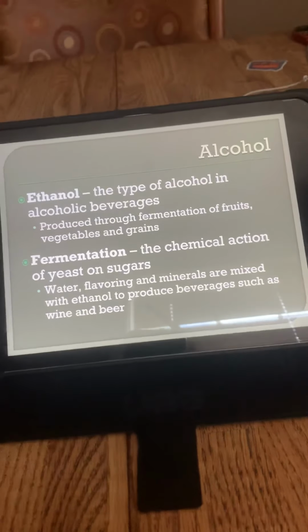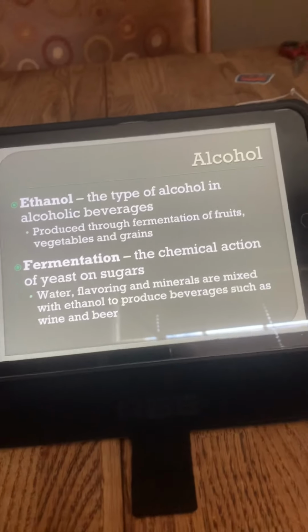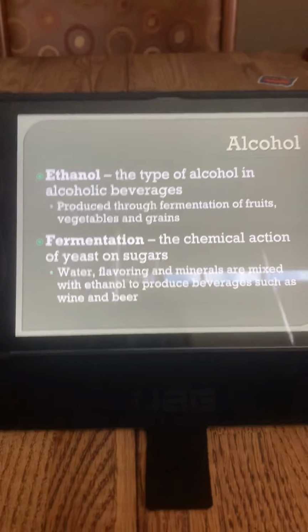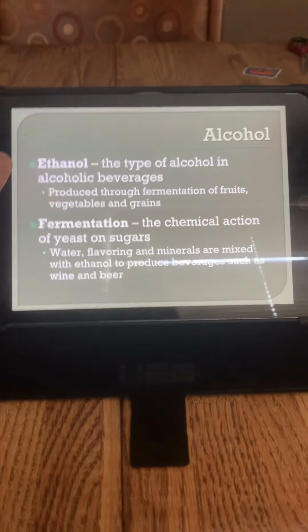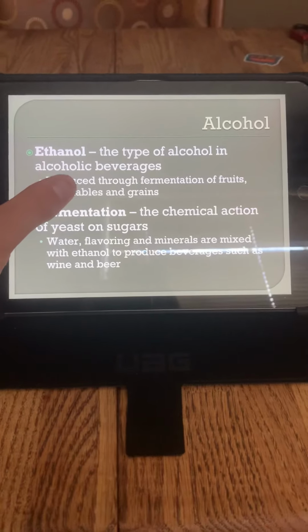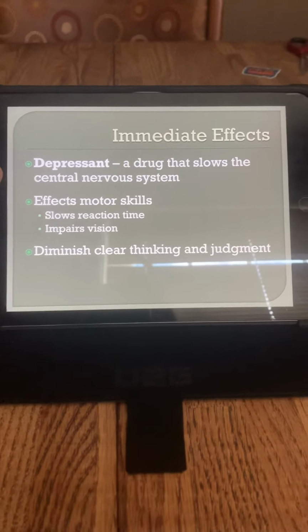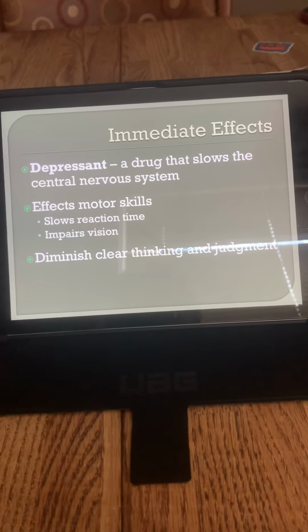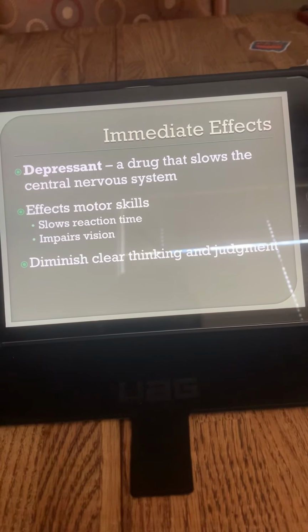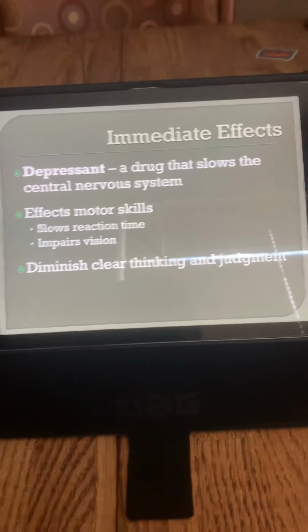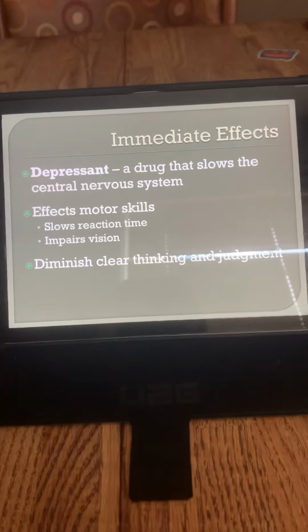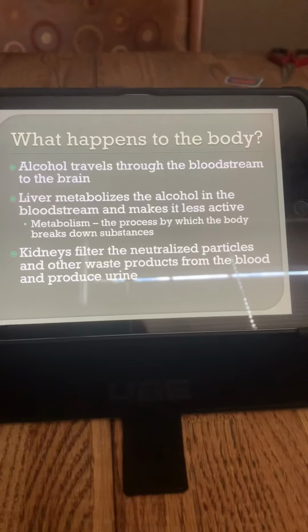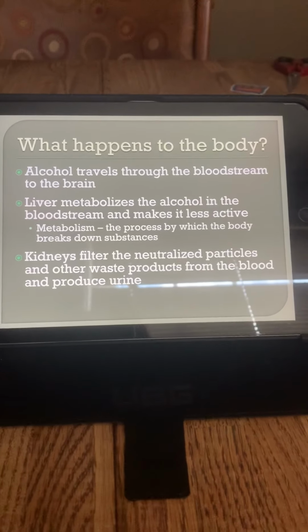Here are some basic alcohol notes: ethanol, the type of alcohol in the beverage, and fermentation, how they make alcohol. And here are some of the immediate effects. It's a depressant. It affects your motor skills, and it diminishes clear thinking and judgment. And here's a slide that explains what happens to the body.